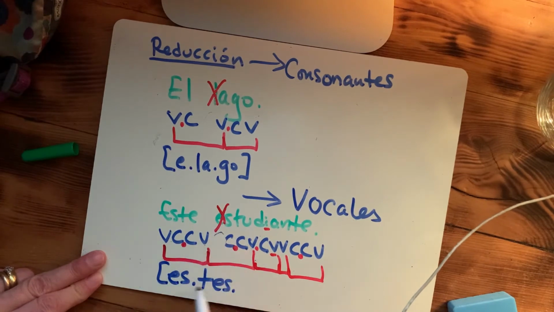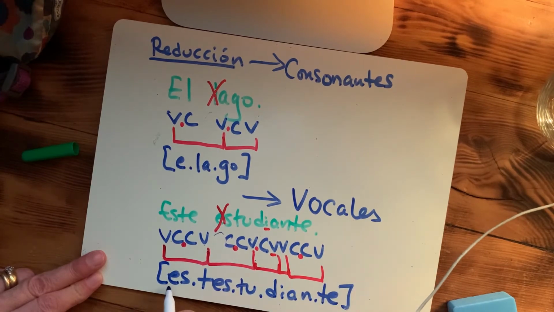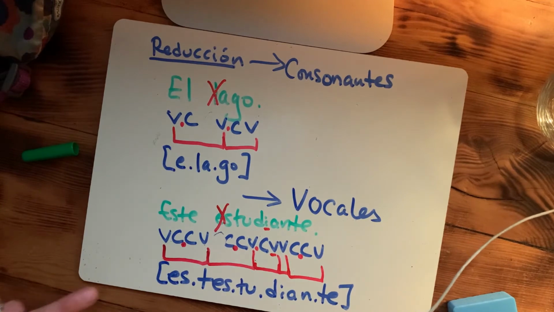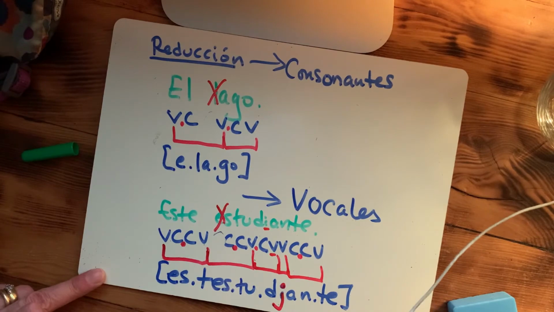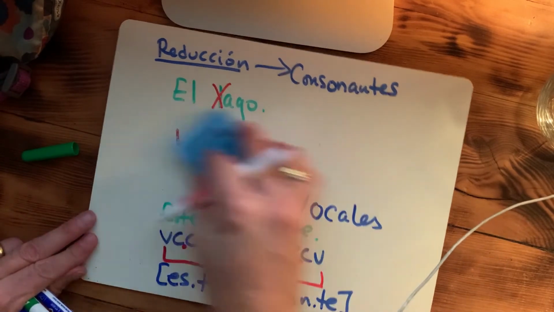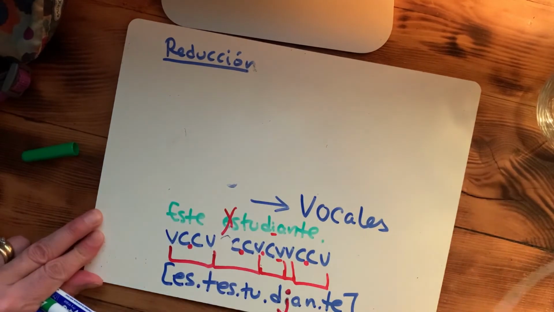And this is the magic where it happens. When you hear this in fast speech, this is what you're hearing. Este estudiante. Remember to check for diphthongs. I cannot have two vowels here, so this is an I in the first position of a diphthong, and it changes to the semiconsonant.